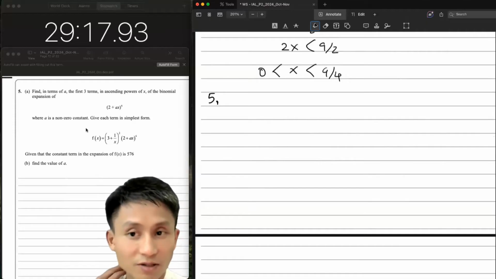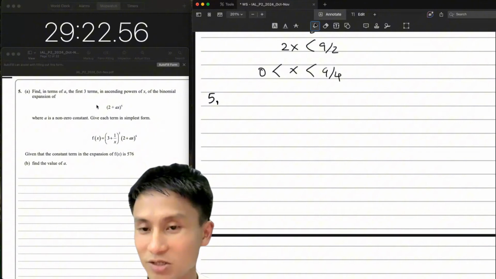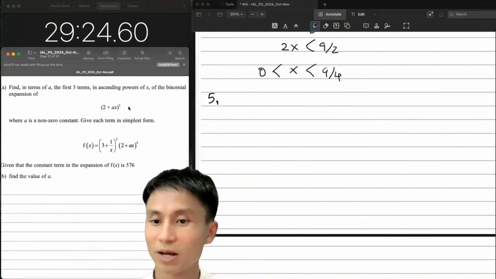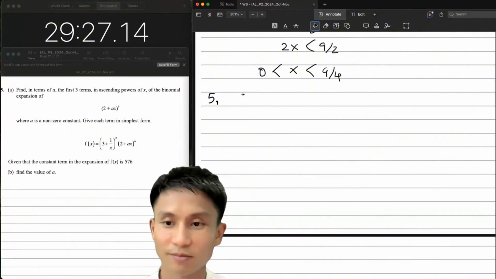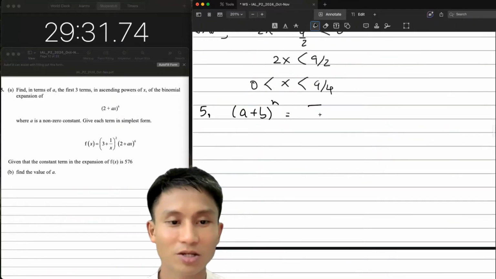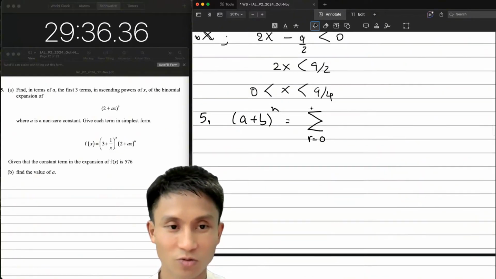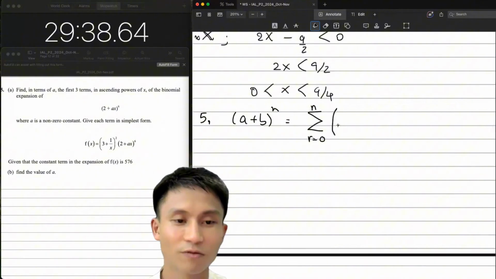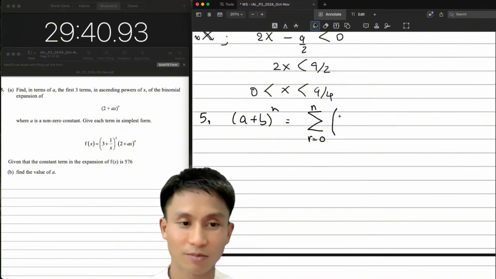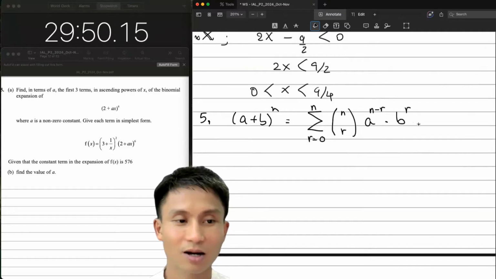Find, in terms of A, the first three terms in ascending powers of X of the binomial expansion. This is just the normal binomial expansion, so it's like (a + b) to the n. It's the summation from r = 0 to n of the binomial coefficient nCr, then a to the n minus r times b to the r, right?